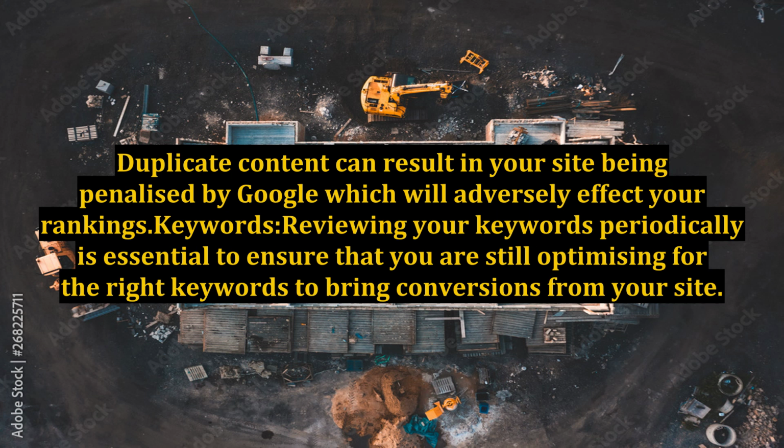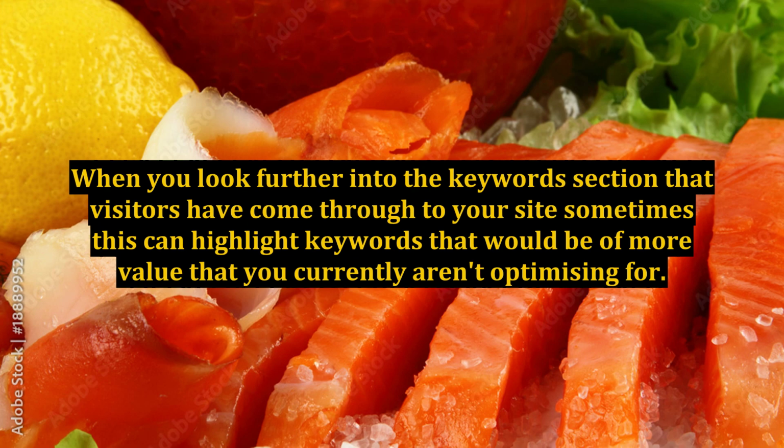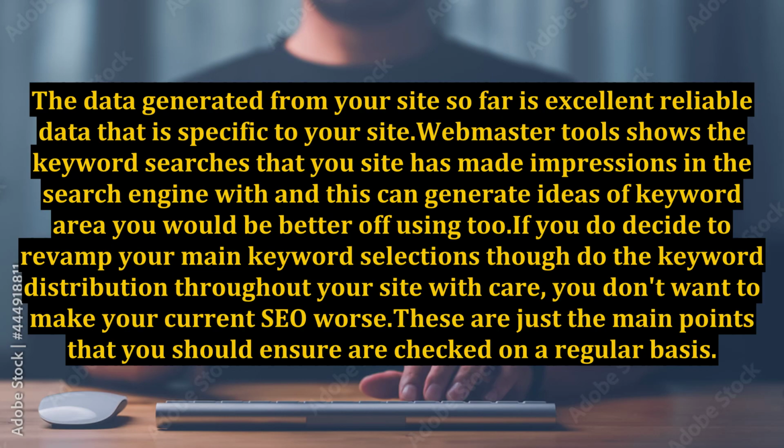Keywords. Reviewing your keywords periodically is essential to ensure that you are still optimizing for the right keywords to bring conversions from your site. There are many ways to check this aspect, but the most reliable method that I use is looking into your Google Analytics. When you look further into the keywords section that visitors have come through to your site, sometimes this can highlight keywords that would be of more value that you currently aren't optimizing for. Do be sure to check the search volume of each of these potential keywords in Google AdWords before you make big changes. The data generated from your site so far is excellent, reliable data that is specific to your site.